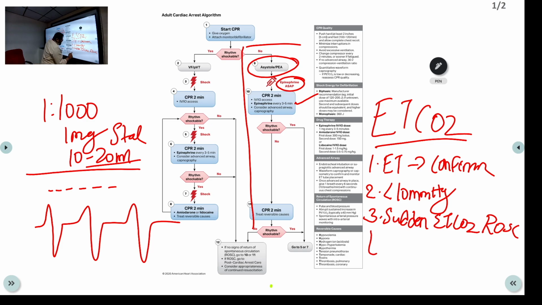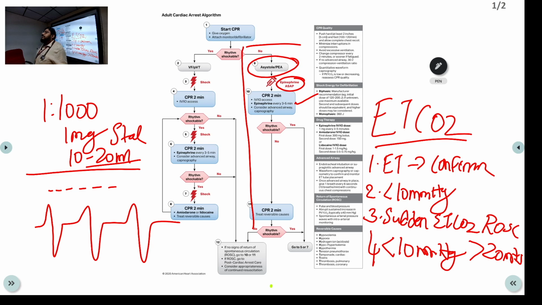And fourth one, if the ETCO2 is persistently low, less than 10 mmHg, irrespective of your improving the quality of CPR for more than 20 minutes. So you have been doing CPR for more than 20 minutes and you have confirmed that you are doing good quality CPR, but still the ETCO2 is less than 10, the chance of return of spontaneous circulation is very low and you can consider stopping the CPR. So this is what I discussed yesterday, when to stop CPR.